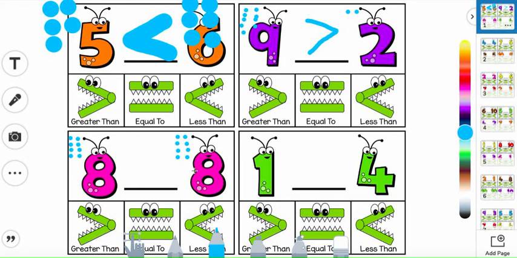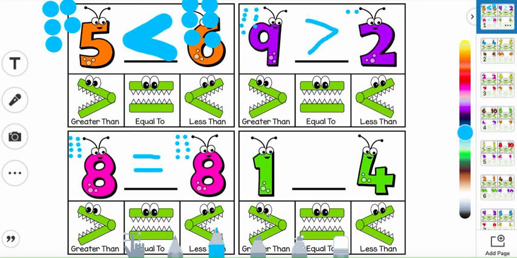The alligator wants to eat the bigger meal, but in this case, the meal is the same size. So he's going to eat both. So we say that 8 is equal to 8. They are the same amount. So we have this alligator who's going to eat both of them.